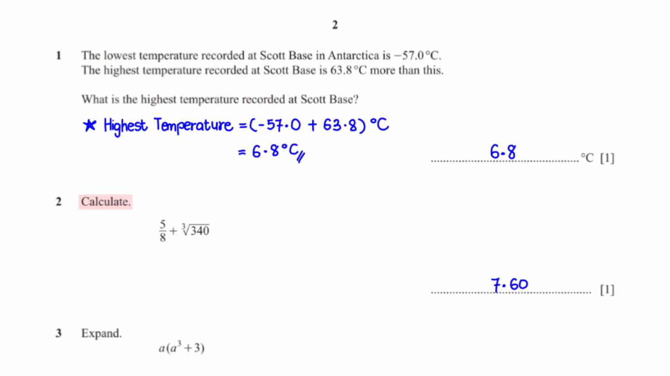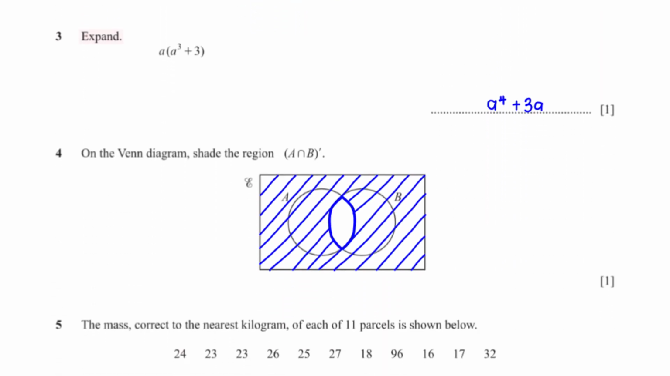Calculate 5/8 plus cube root of 340. When we type this into the calculator, we get 7.60 rounded to 3 significant figures. Expand a times (a cubed plus 3). A times a cubed is a raised to the power 4. A times 3 is 3a.